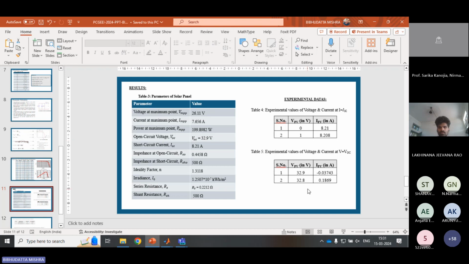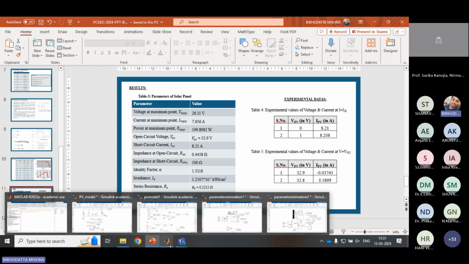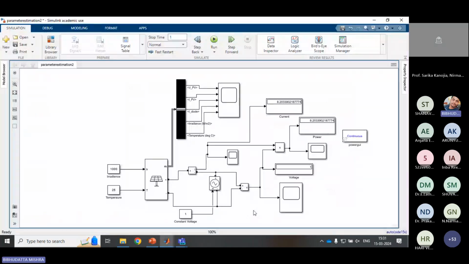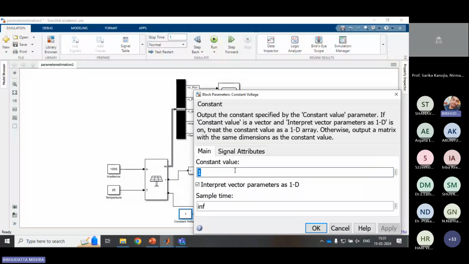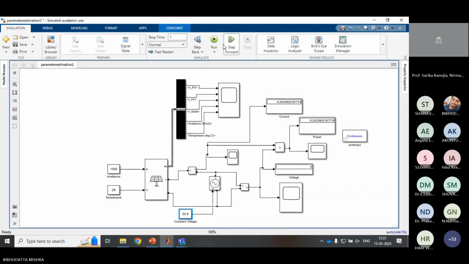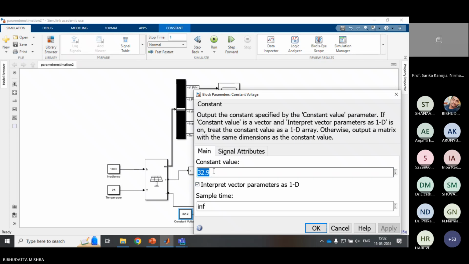In a similar way, I am going for the open circuit condition, where the controlled voltage source can be fed with a voltage approaching the maximum open circuit voltage, that is 32.9. If I am giving 32.9, I am recording the current to be minimum at that time, being -0.00233, and another value, let it be 32.8.